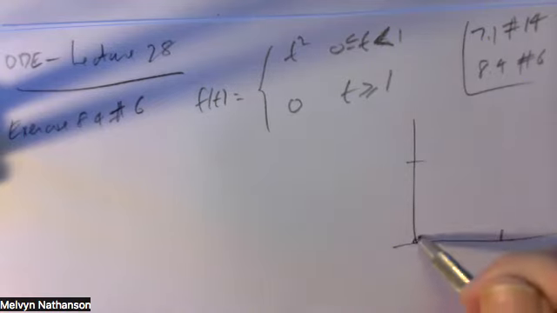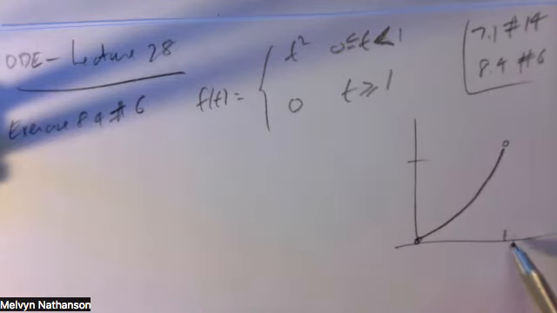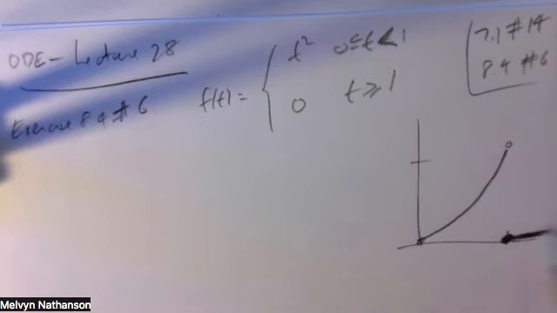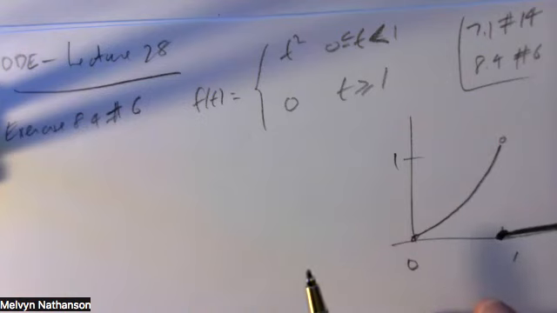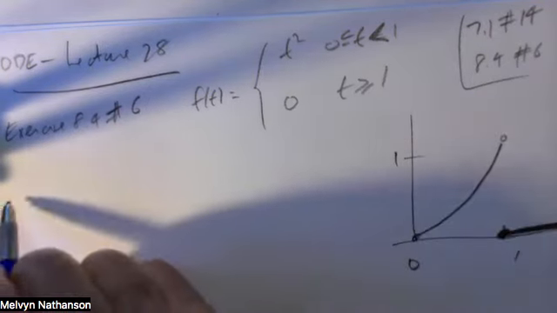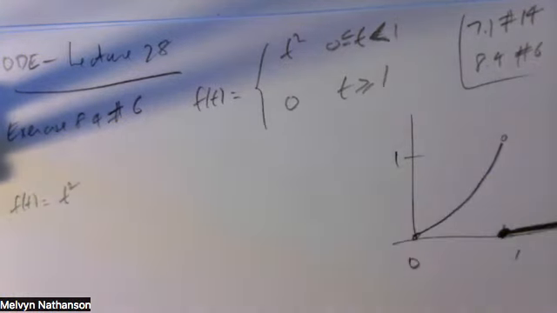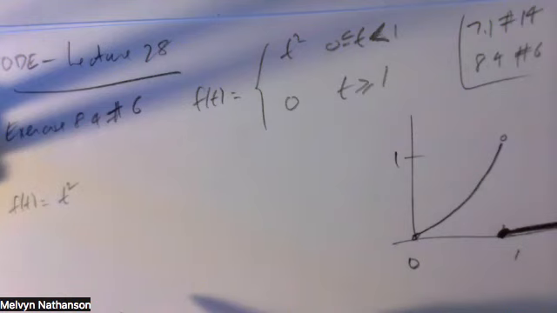So from 0 to 1 is this parabola, but then there's a jump discontinuity, and it's equal to 0 for all t greater than or equal to 1. So we want to figure out, first of all, how to write this function as a linear combination of step functions. So we could try to write f of t. If we say it's t squared, well, that's what it is for t between 0 and 1, and for t greater than or equal to 1.